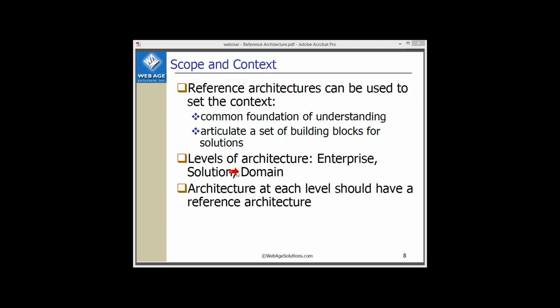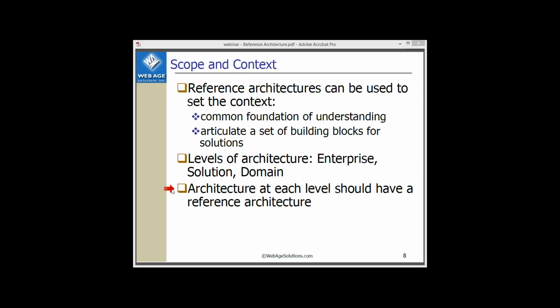So we can have reference architectures that are focused on each one of those different levels or each one of those domains. And many reference architectures are put forward in a layered approach that actually spans multiple domains. And we'll see some examples of that.